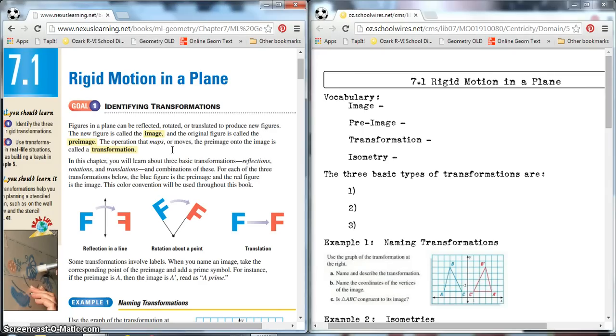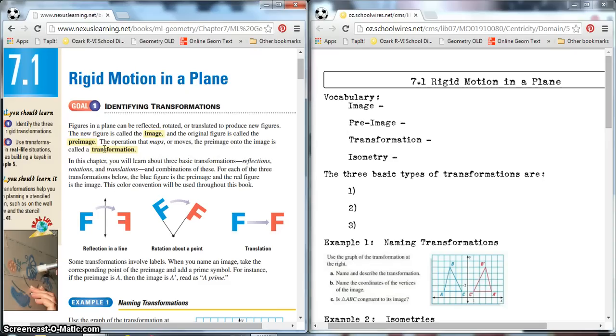There's, first of all, three of our terms that are right here: image, pre-image, and transformation. And you're to write those in these three spots on your notes page. It says figures in a plane can be reflected, rotated, or translated to produce new figures. The new figure, and this is very important, this new figure is called the image. So you might want to write right over here, the new figure in a transformation.